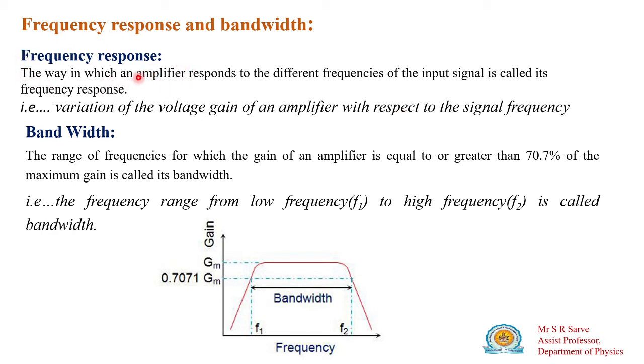And this frequency response will give you the bandwidth. That means if you take the frequency values in this direction, generally it is in the logarithmic scale, and in this direction if you take the gain, meaning output divided by input. What happens in the initial frequency range? The gain is very low. That means the output divided by input ratio will be very low.